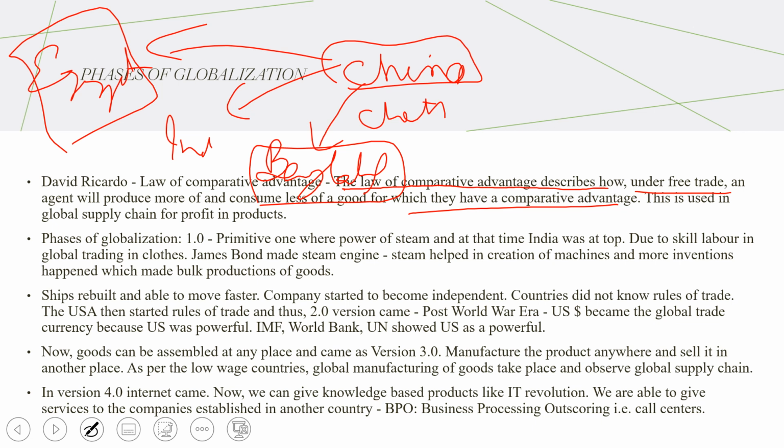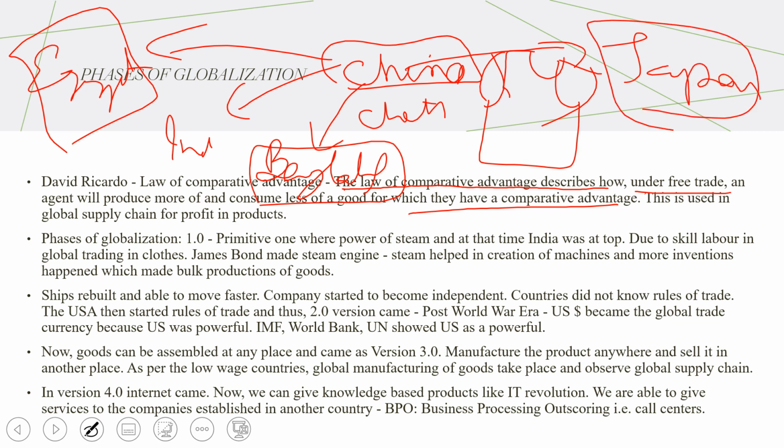Now China will prepare one cloth. Now what will China do? China will sell the product either in India or mostly in Japan. So it means that it is getting the product from where it is cheap.